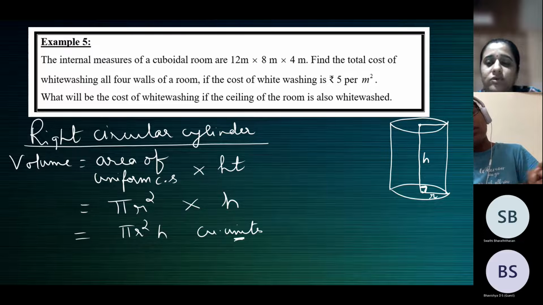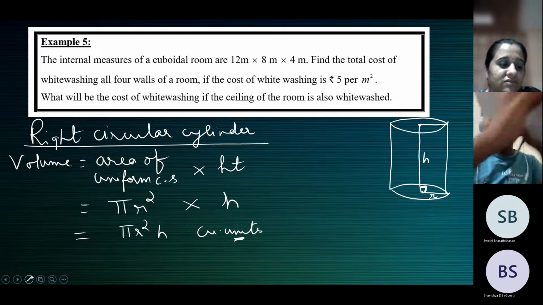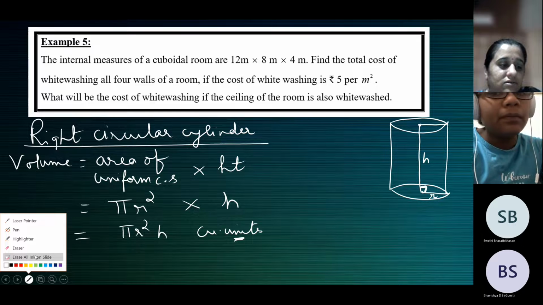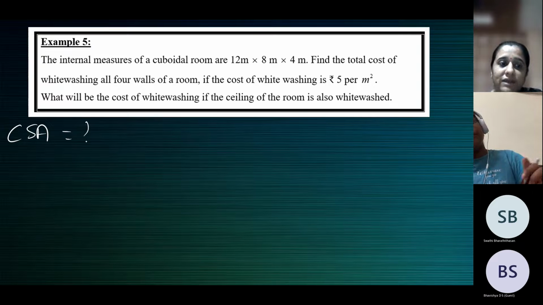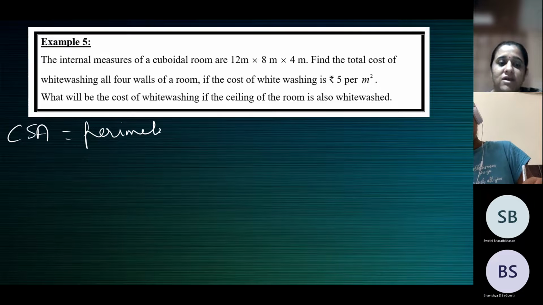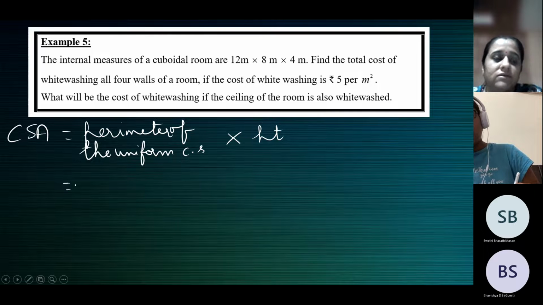Through the diagram also, you can see the cylinder. Okay. So this is how we find the volume of a cylinder. Next, curved surface area, sorry, not cross section. Curved surface area of a cylinder. What did we understand? Curved surface area is equal to perimeter of the uniform cross section into height.